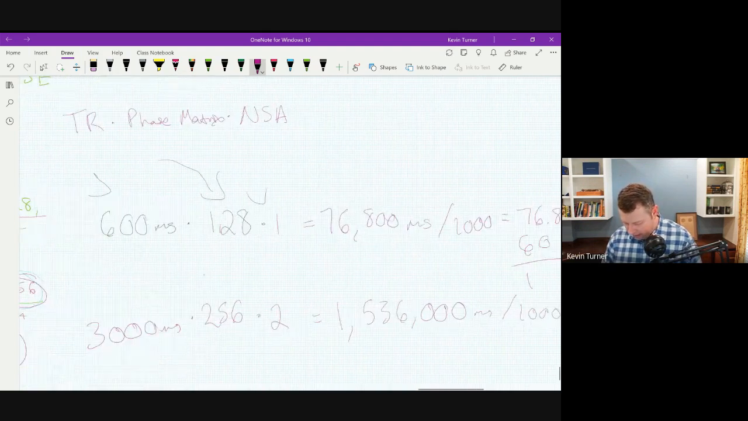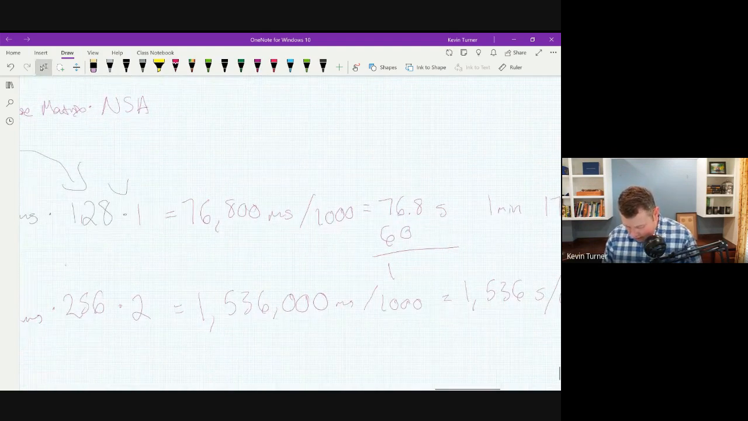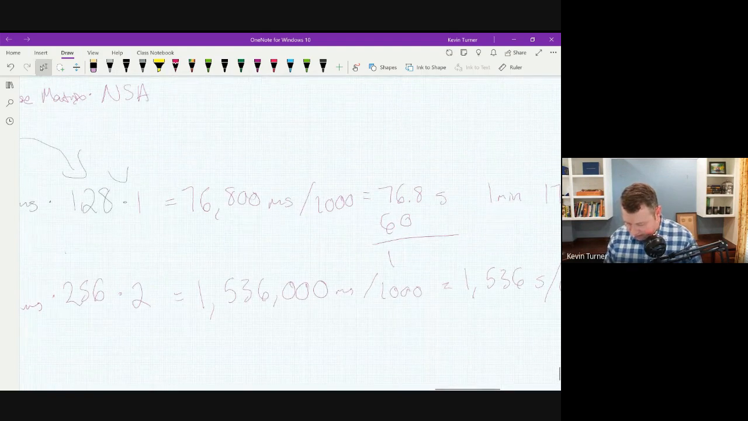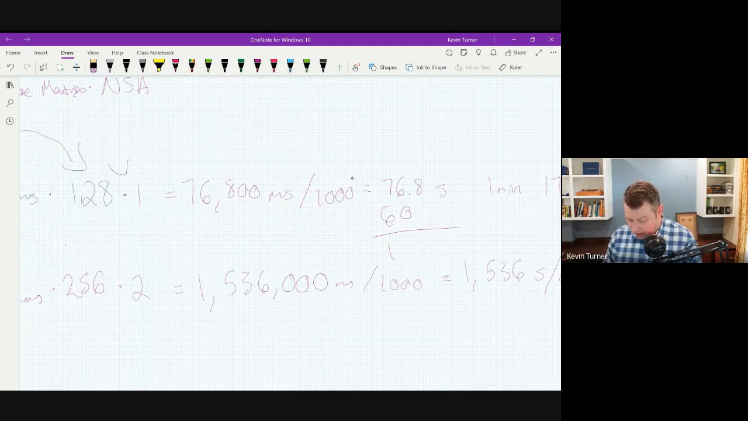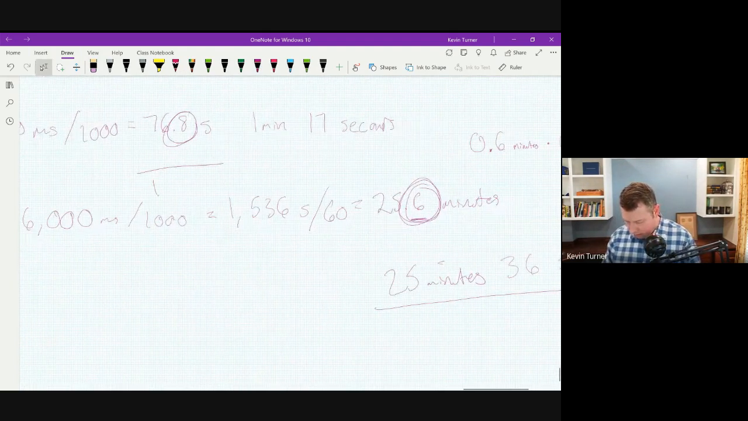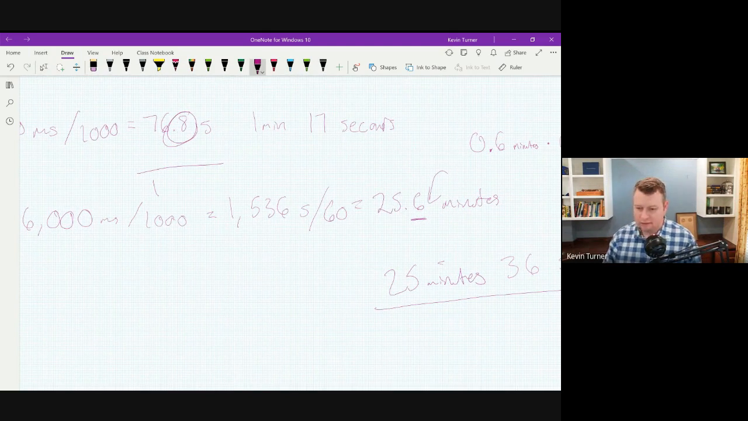All right. And the other thing here is then the conversion. 76.8 seconds is not ever going to be the correct answer. You have to convert it to minutes, right? And then we come down here. 0.6 minutes is not the same as 60 seconds, right? It's not the same as 60 seconds. You have to convert that over.